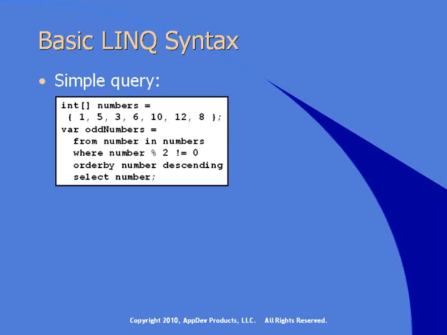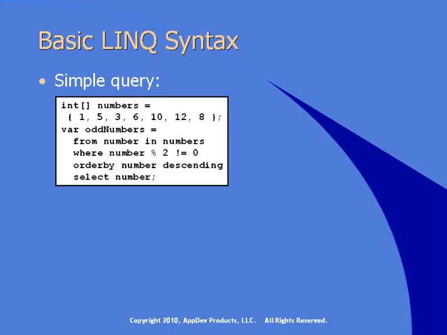We declare a variable, odd numbers, using the new keyword var, which doesn't require you to specify the data type. It allows the compiler to implicitly infer the data type from the LINQ query. Here we have a from statement which says from number in numbers. What does that mean, number? What is number? It's an iterating variable. It acts as an iterator that loops through all the values in numbers. You have to specify a name for that so you can refer to it in other clauses.